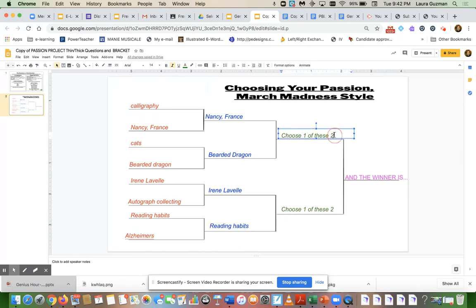Okay, so now I've got all 4 of these. And I am going to look at what interests me the most. And I am going to stick to Nancy, France. And here I'm going to pick, in this case, reading habits. And then I'm going to have to pick a winner. Which do I really want to explore? And I'm going to pick, just because I can give you thick information about it, because I explored this over the last 2 years, I'm going to pick reading habits because I've done some research on it.